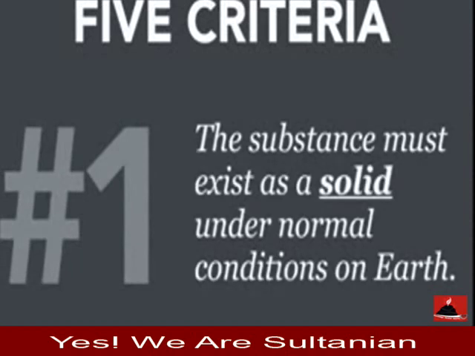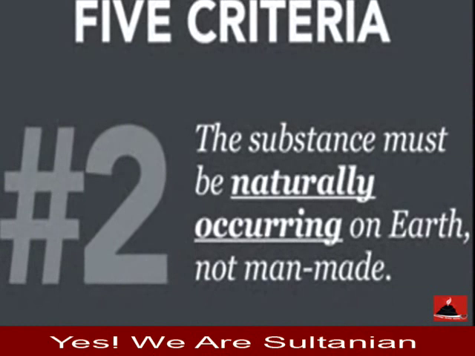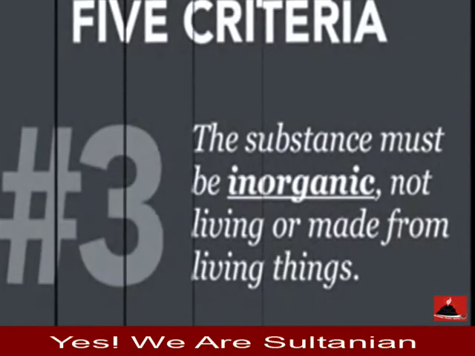Number 1, the substance must exist as a solid under normal conditions on Earth. This means if you have a liquid or a gas, under normal conditions, it cannot be considered a mineral. It must be in the solid state. Number 2, the substance must be naturally occurring on Earth. This means it cannot be man-made. So, for example, plastic is not considered a mineral because it doesn't exist naturally. It's created by humans. It must be naturally occurring.